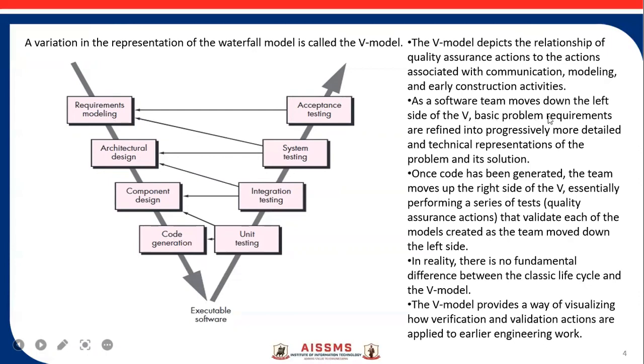As a software team moves down the left side of the V, basic problem requirements are refined into progressively more detailed and technical representations of the problem and its solution. Once the code has been generated, the team moves up the right side of the V, performing a series of tests: unit testing, integration testing, system testing, acceptance testing. The upper right side of the V is validating each of the models created as the team moved down the left side. In reality, there is no fundamental difference between the classic life cycle and the V model. The V model provides a way of visualizing how verification and validation actions are applied to the earlier engineering work. That is the main purpose of the V model: verification and validation.